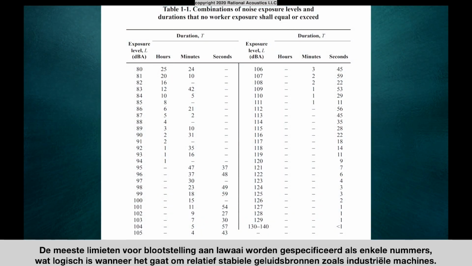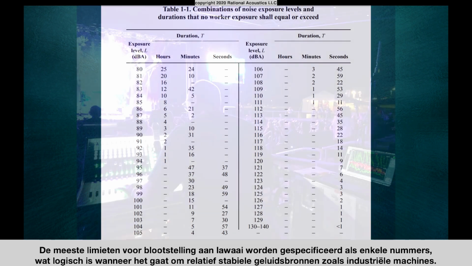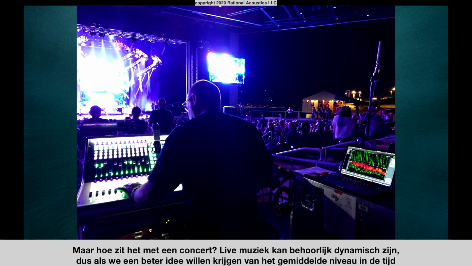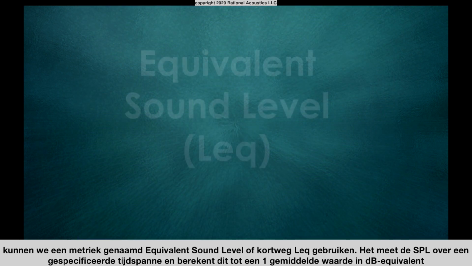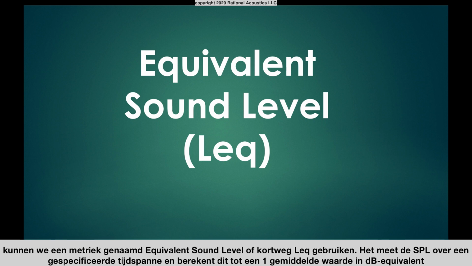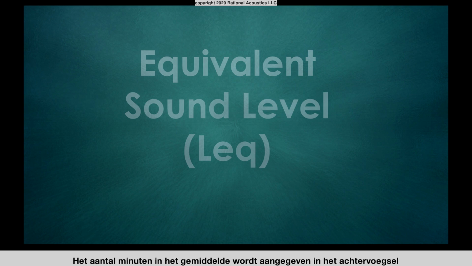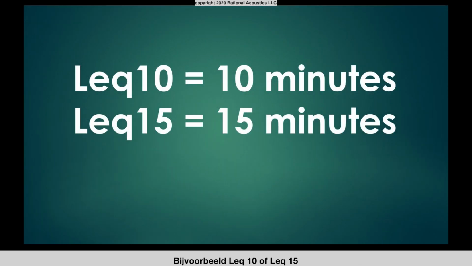Most noise exposure limits are specified as single numbers, which makes sense when dealing with relatively steady-state noise sources like industrial machinery. But what about a concert? Live music can be pretty dynamic, so when we want to get a better idea of average level over time, we can use a metric called equivalent sound level, or LEQ for short. It measures the SPL over a specified amount of time and averages to a single number decibel equivalent. The number of minutes in the average is indicated in the suffix, for example, LEQ10 or LEQ15.